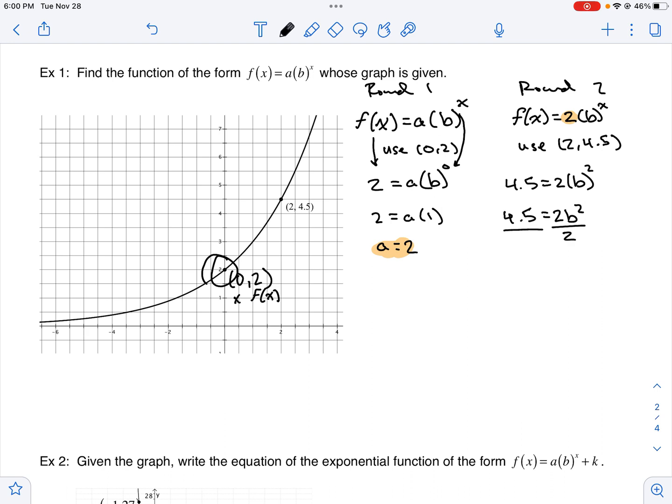I'll divide both sides by 2. That should be 2.25. And if you know your perfect squares, the square root of 225 is 15. So technically b would be the plus or minus square root of 2.25, which is really plus or minus 1.5. And because this is exponential growth from left to right, we're going to ignore the negative and only accept the positive 1.5.